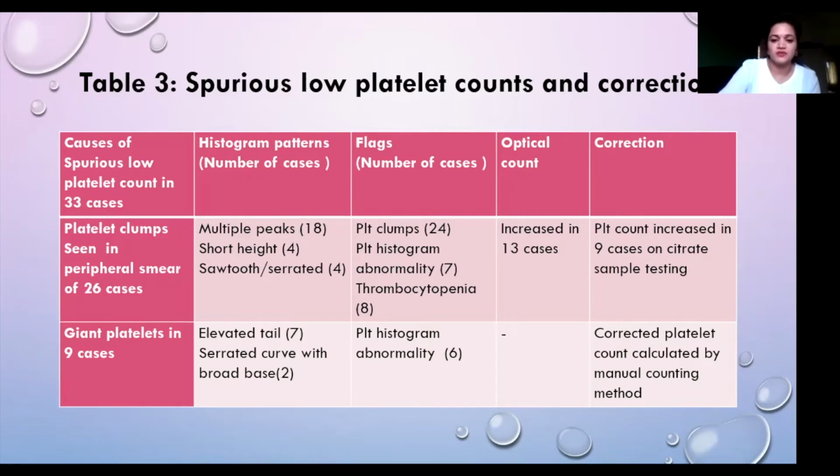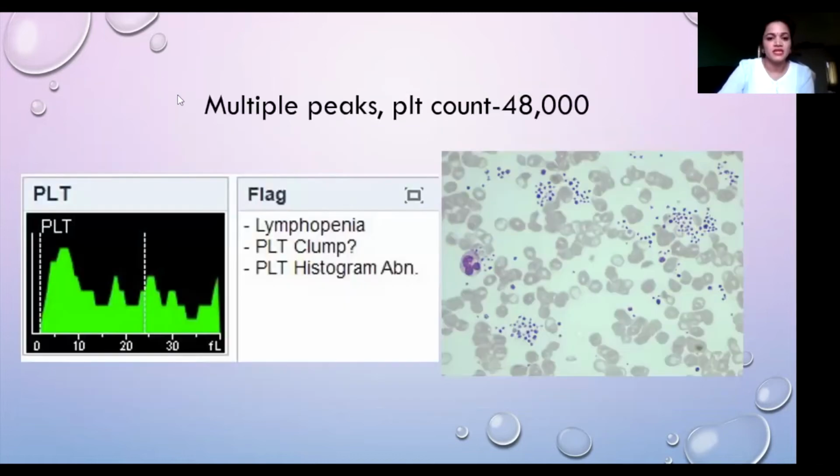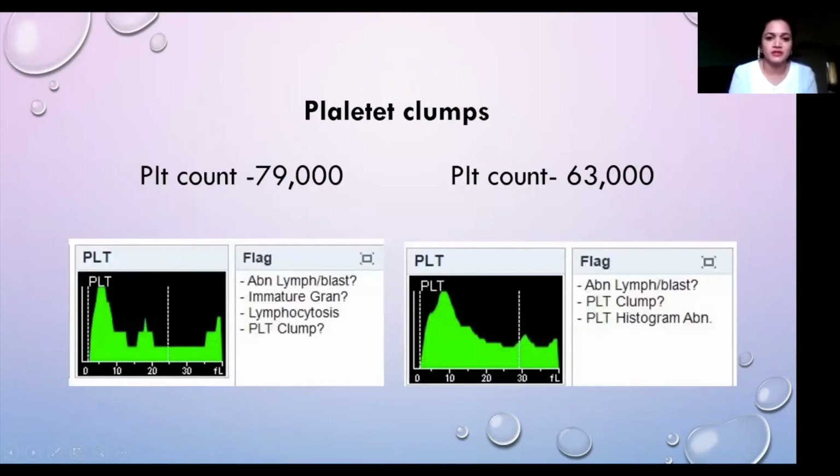So now we will see the photographs, where you can see the histogram, which is showing multiple peaks, which is not touching the baseline. It has a broader base, and this is because of the flagging which is generated, that is platelet clump and platelet histogram abnormality. And the same sample on peripheral smear examination is showing multiple platelet clumps, and this is because of EDTA-induced pseudothrombocytopenia.